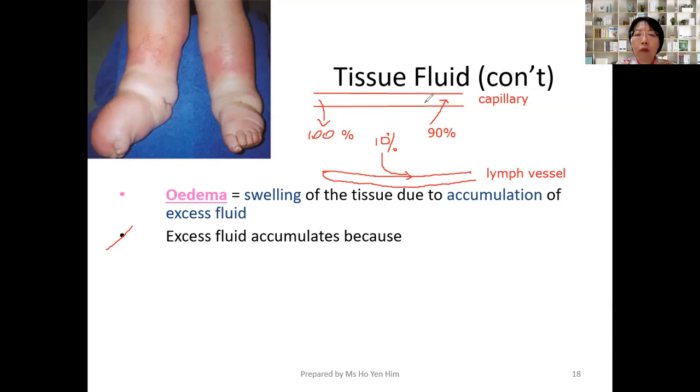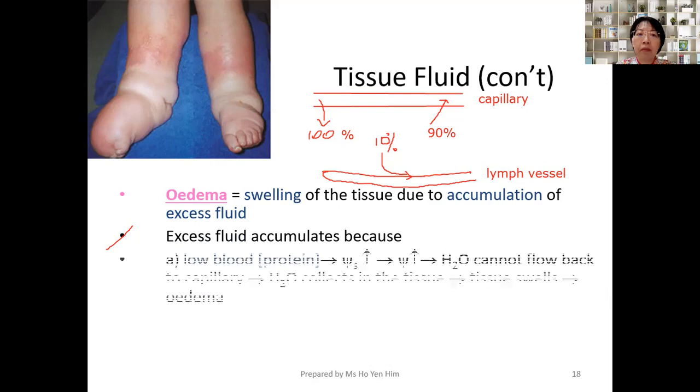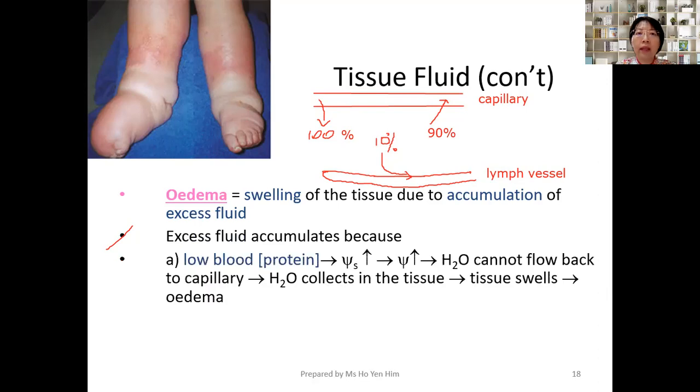It doesn't go back to the capillary or flow into the lymph vessel, and therefore it accumulates in our tissue and the tissue becomes swollen. So it's called edema. Why can this happen? There are two possible reasons. The first reason is that the protein concentration in the blood is very low because this person is malnourished. Malnutrition means they cannot get enough nutrients, especially protein.